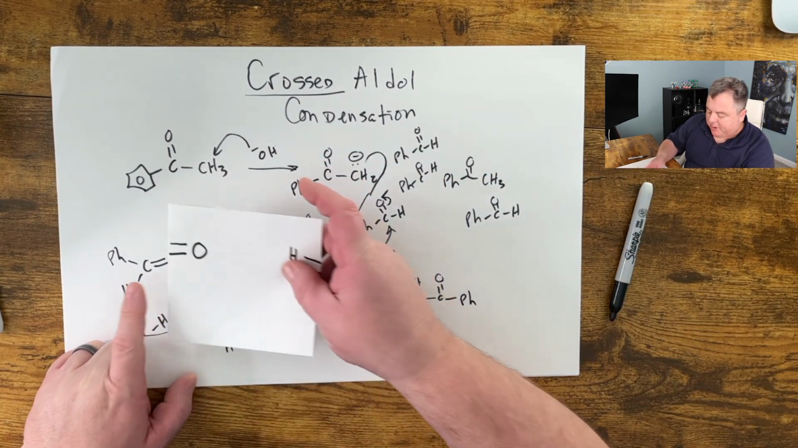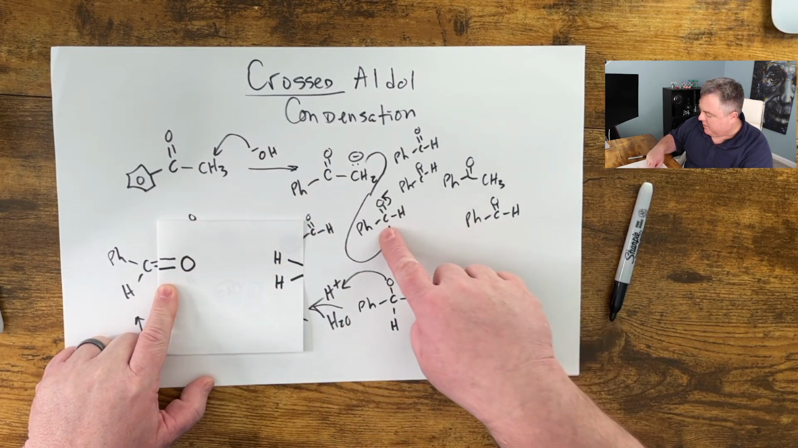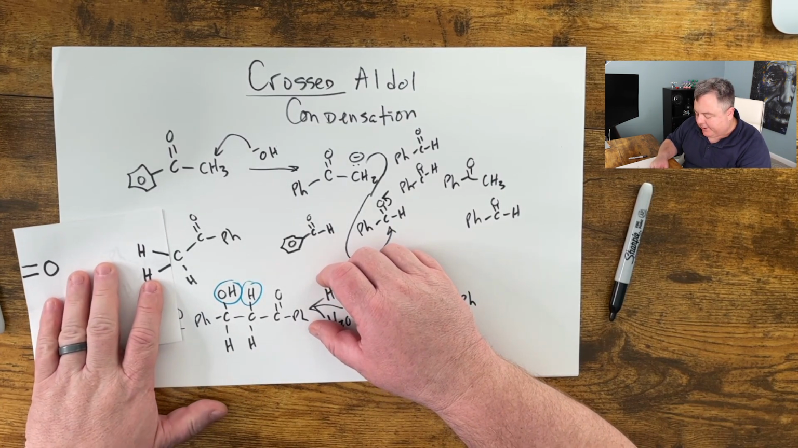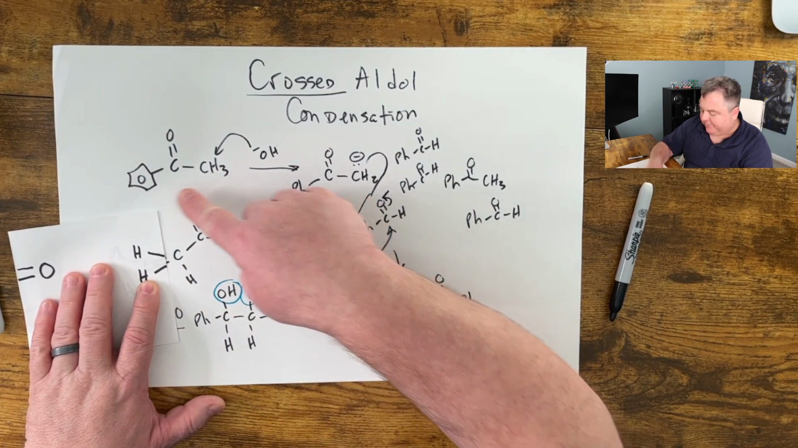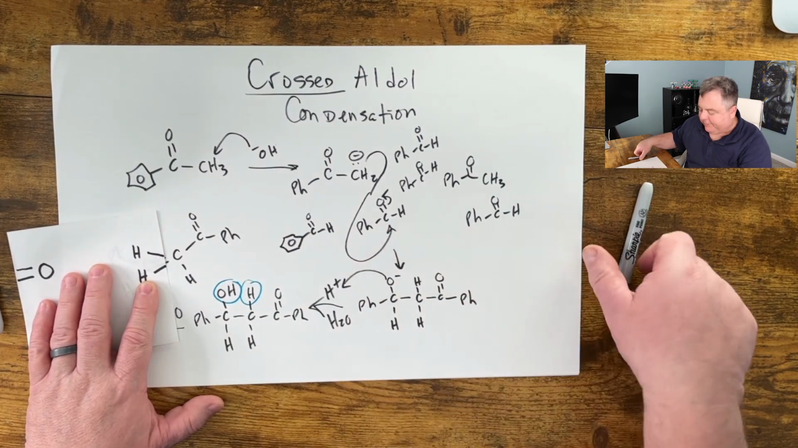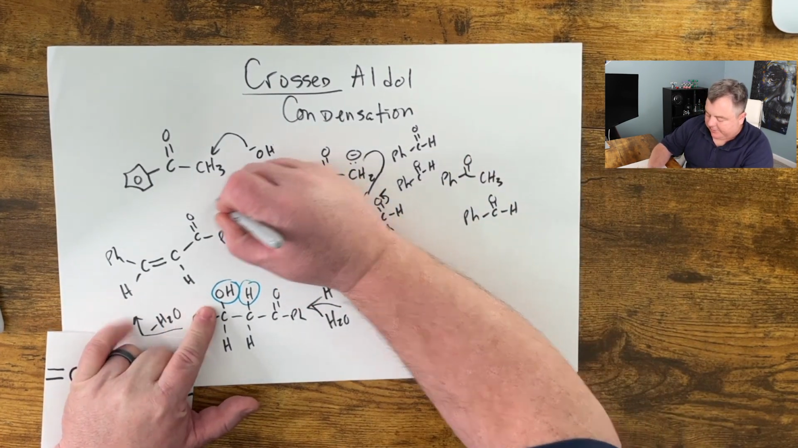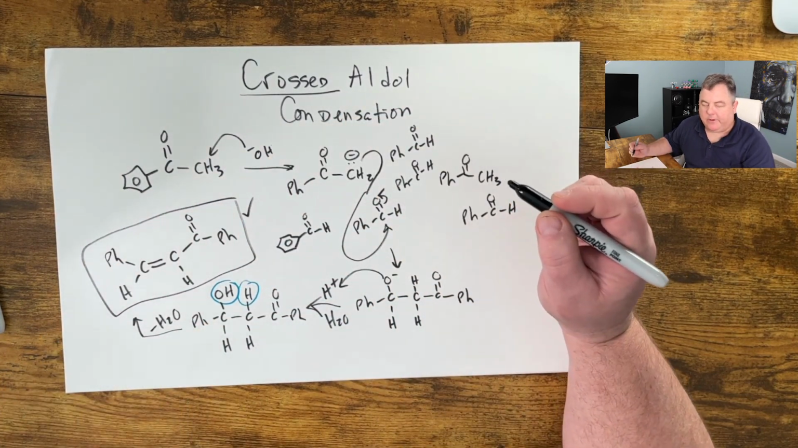If I take my final product, I can cover up one side of the double bond to make sure I start with my starting material. There's the benzaldehyde. And I can cover up the other side of the double bond with my two hydrogens, and there's my starting material, phenyl, carbonyl, methyl. So I have both pieces of my starting material, both reactants, in my final product. So this is my correct product, a crossed aldol condensation.